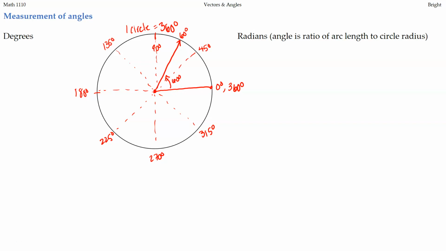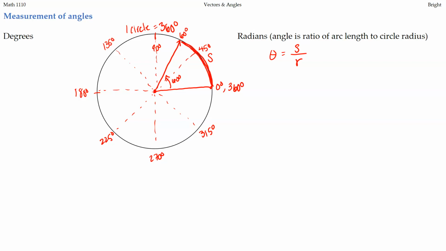Now, the other unit of measurement for angles is called radians. Mathematicians love them. Students tend to find them confusing at first. A radian is measured, typically you use theta to represent it, as the ratio of arc length to the circle radius. The circle radius is going to be r, and this distance along the circle is your arc length, which we're going to use s to represent. So that's how it's actually computed.